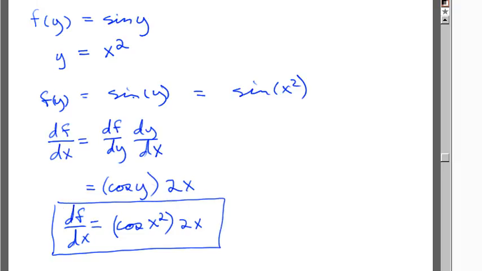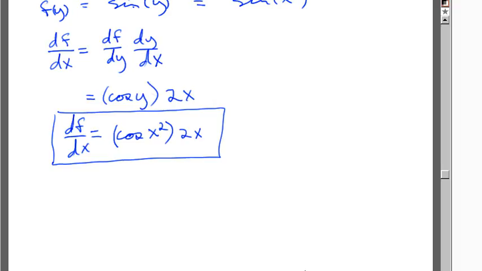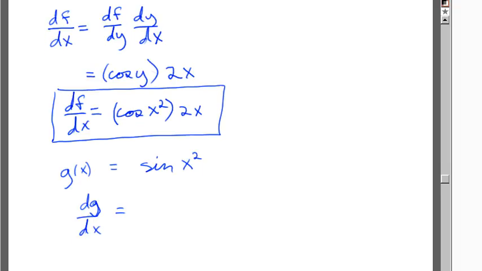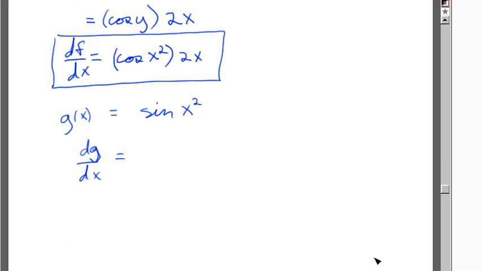Now, I generally do that in a little bit of a shortcut. We could say the function that we're trying to take the derivative of, I'll call it g of x, which is just f of y, and hence is the sine of x squared. It's dg by dx. It'll be the same thing as df by dx, since it's what we took the derivative of before.